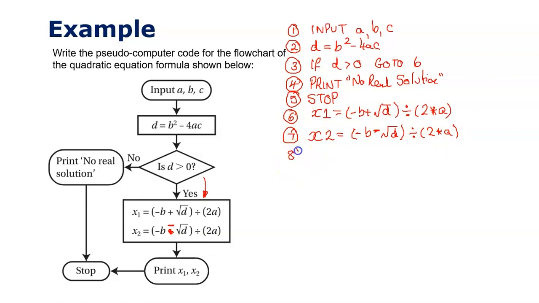And now I just have to tell the world what x1 and x2 are. So I print, the same as it says there, x1 comma x2. And then number 9 will say stop again. It's got 2 stops. It's not very pretty, but that's basically a program that would work.